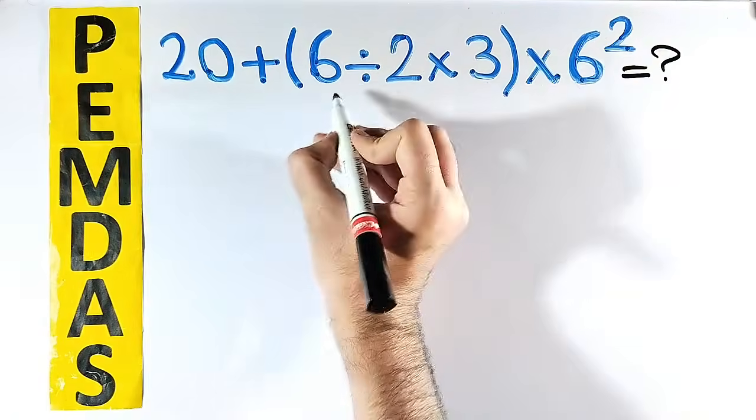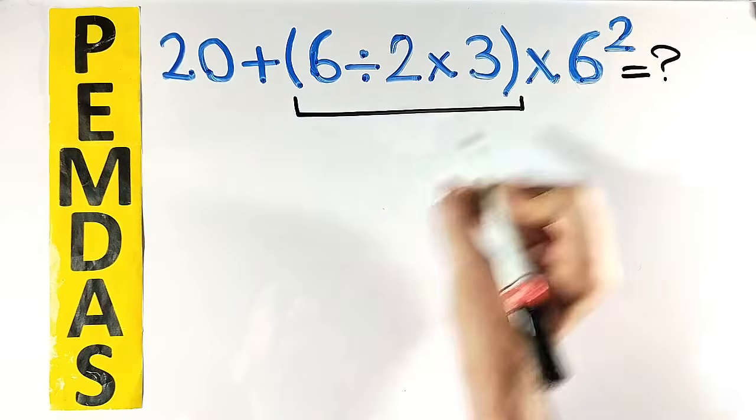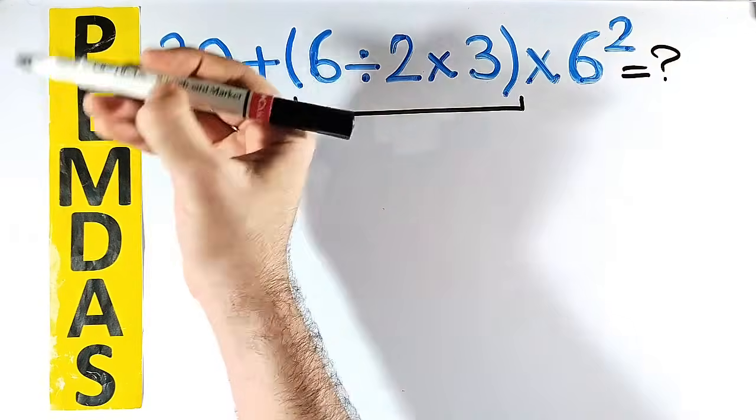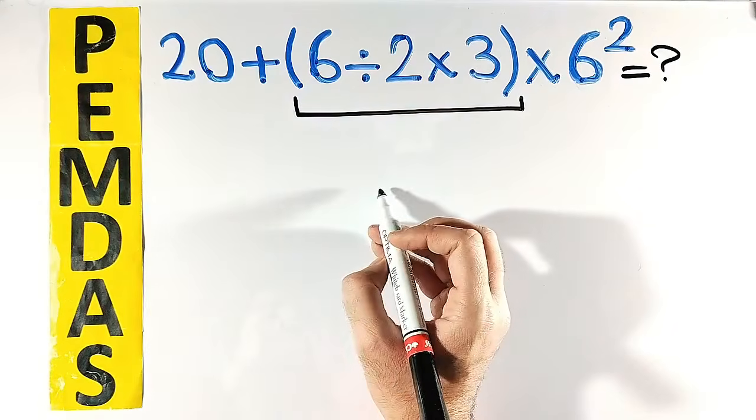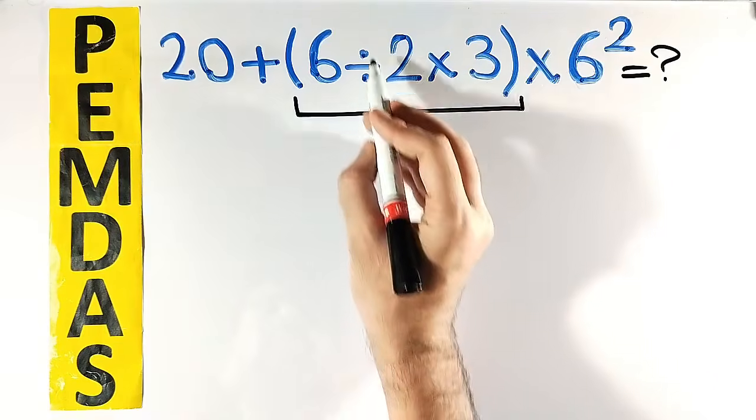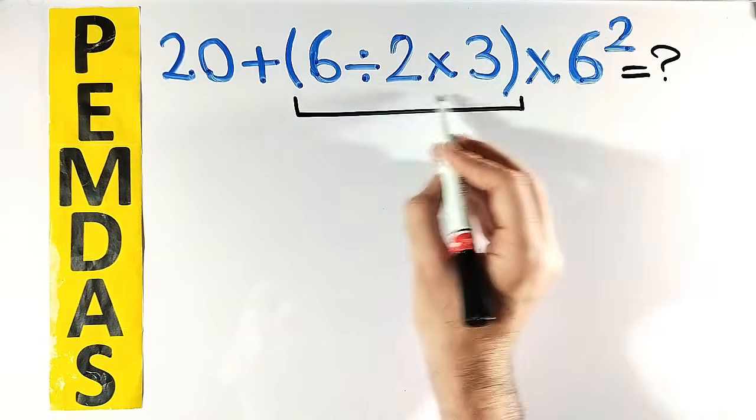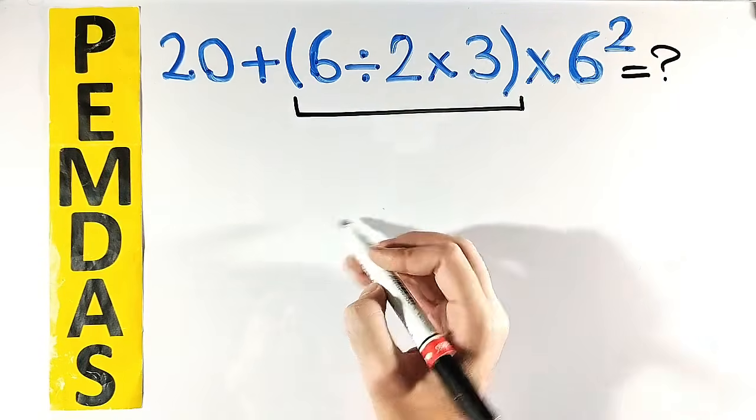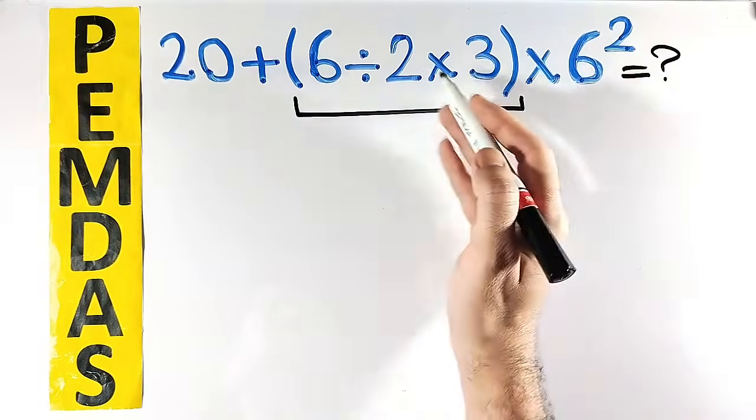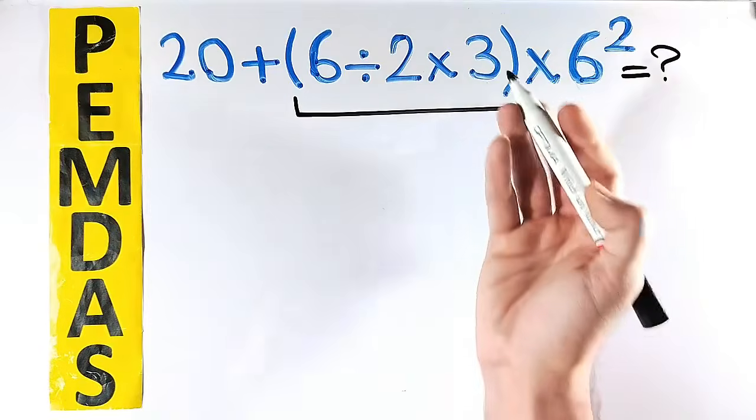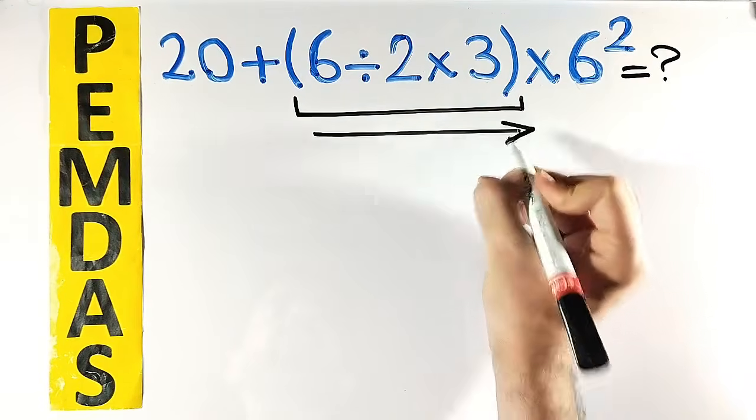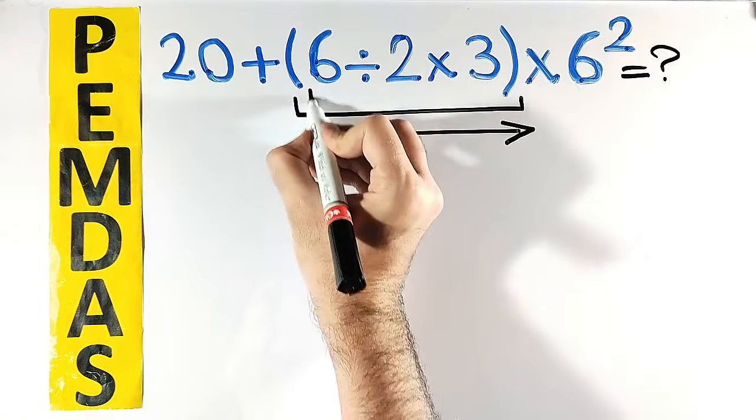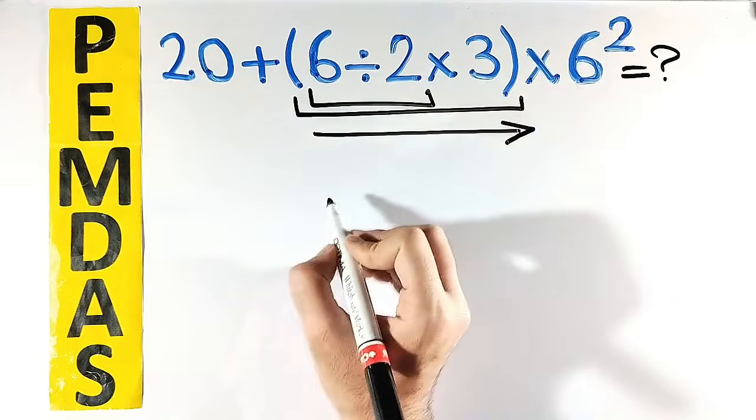According to the PEMDAS rule, first we go for the expression inside the parentheses because P or parentheses have the highest priority than the other operation. And inside the parentheses, we have one division sign followed by a multiplication sign. We must pay close attention that multiplication and division have equal precedence and we must perform these two operations from left to right. So, first we go for the division between 6 and 2.